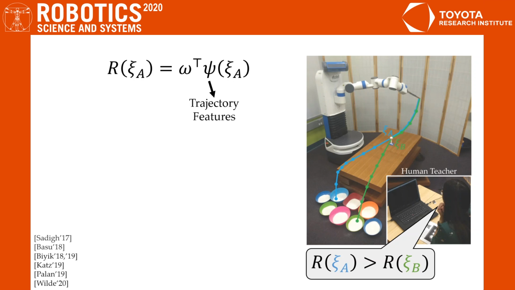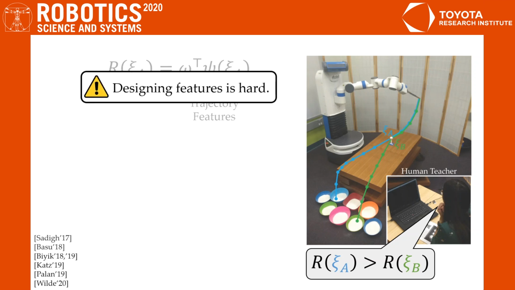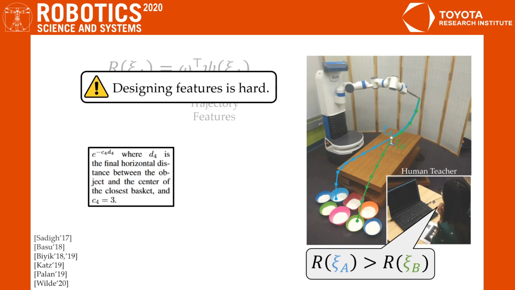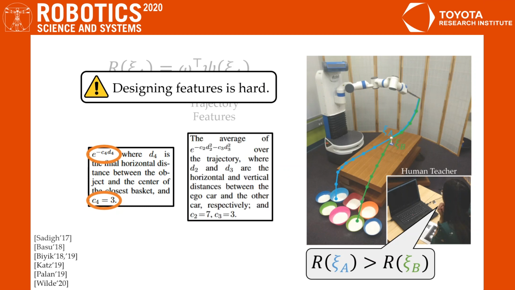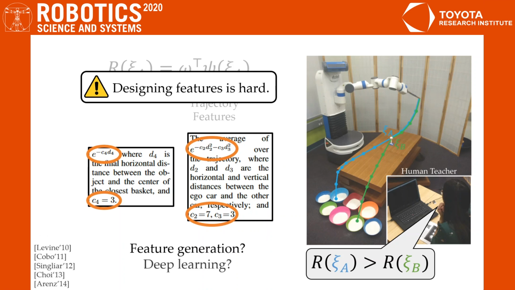The problem that's sometimes overlooked is these features are very hard to design. If you look at these previous works, you will often see feature descriptions like this. There's an exponential function, and then there's this constant that no one knows where it comes from. Sometimes these features get even uglier. For example, we have another exponential here, but with the distance squared now, and there are again some magic constants. Older works have proposed feature generation algorithms in the learning from demonstration setting. And in recent years, deep learning techniques alleviated this feature design problem, but they are not applicable in preference-based learning because data collection is very expensive.